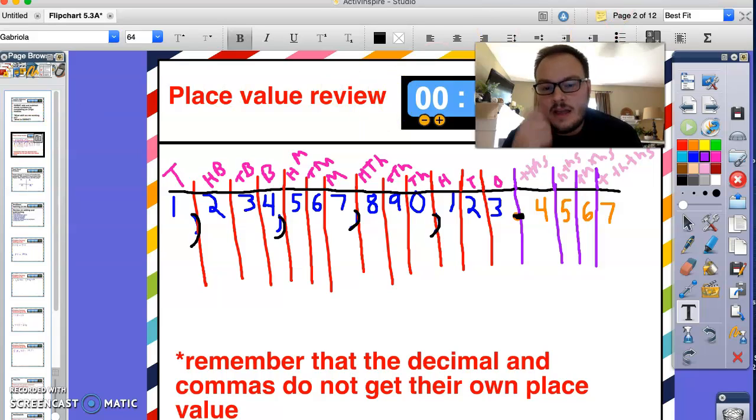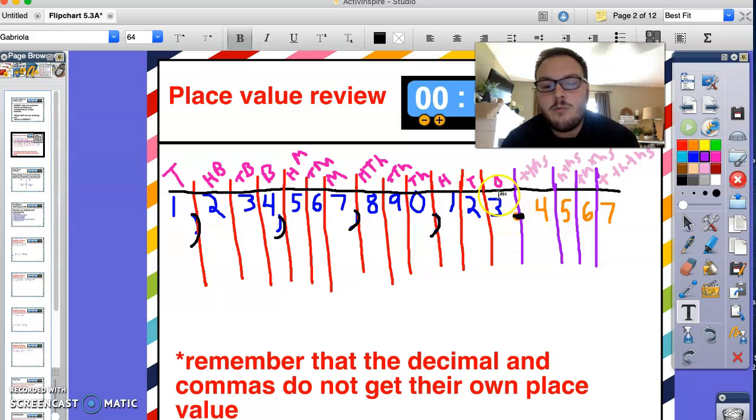I want to give you guys a little bit of a review of place value, and I have a big place value chart here. Feel free to copy this down from the video, but this is just showing you all the place values that we're going to cover so far. I'm going to start at the ones place, which you can find right here with a 3 as the digit in that place value. Remember, the ones place is always the first place value to the left of your decimal point. We can see our decimal point marked right here. And just remember that the decimal point and commas do not get their own place value. Only digits get their own place value.